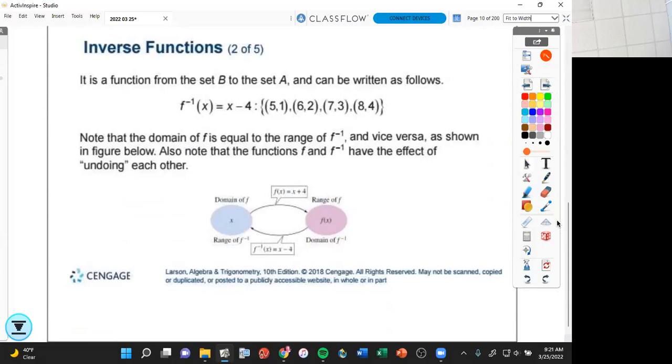The domain of f is equal to the range of the inverse. Well, does that make sense? If a function and its inverse, you swap x and y, right? Well, if you're swapping x and y, doesn't that mean the domain and range swap too? Because the domain was the x, but it's now the y, so it's now the range. Okay?